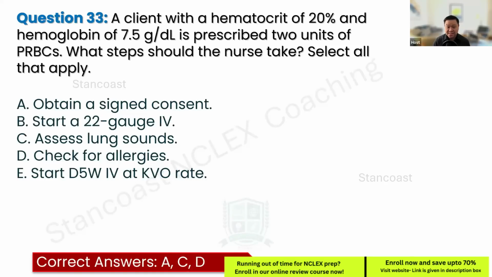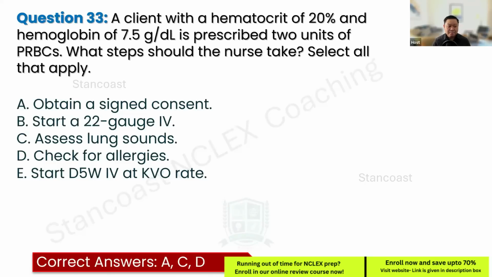We know that consent is very important, and this is required for blood transfusions due to associated risks. Letter C is also correct. We need to monitor the lung sounds, which can help detect fluid overload, which is a possible side effect of blood transfusions. Letter D is also correct because allergy assessment is crucial. Some clients may require pre-medications to prevent reactions.